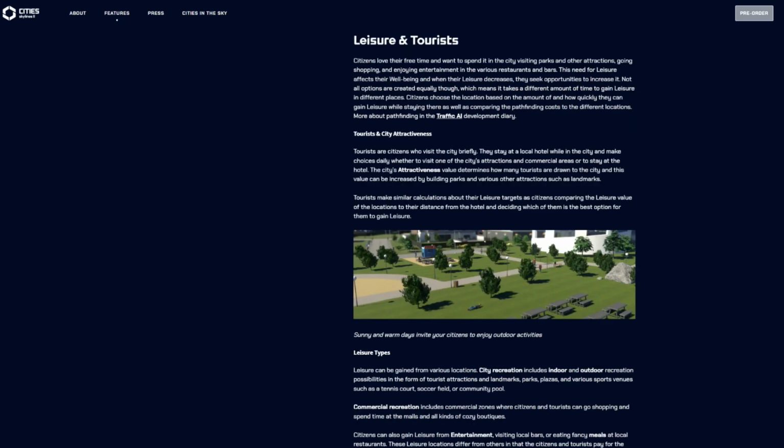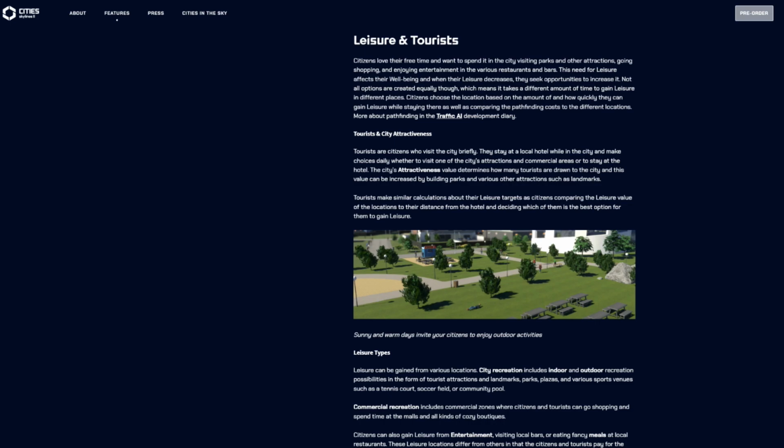And now we are getting into the penultimate subject of the day, which is leisure and tourists. Citizens love their free time and want to spend it in the city visiting parks and other attractions, going shopping, and enjoying entertainment in the various restaurants and bars. This need for leisure affects their well-being, and when their leisure decreases, they seek opportunities to increase it. Not all options are created equally, though, which means it takes a different amount of time to gain leisure in different places. Citizens choose the location based on the amount of and how quickly they can gain leisure while staying there, as well as comparing the pathfinding costs to different locations.